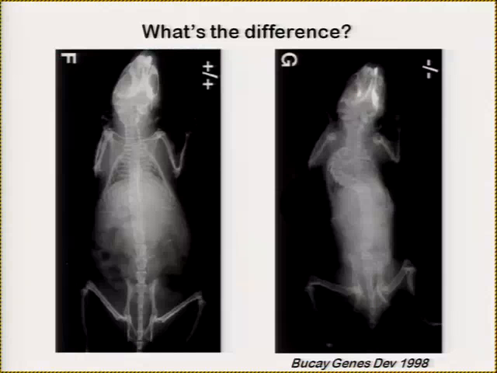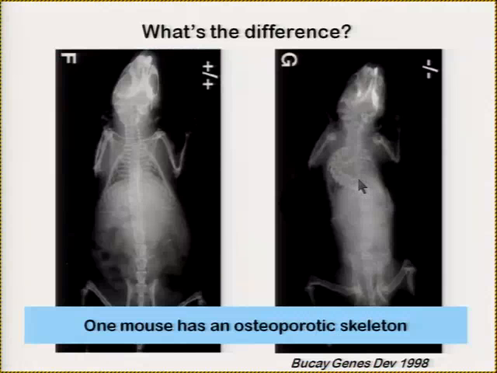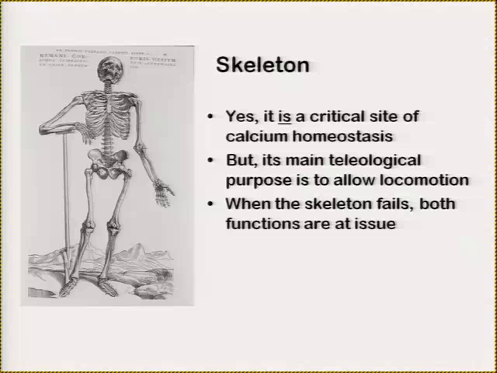So as we move along, I'm going to try to encourage thinking about mice at the same time that we think about humans, because we've learned a lot from mice. What's the difference between the mouse on the left and the mouse on the right? If you look carefully here, the mouse on the right has a failed skeleton. The mouse on the right has osteoporosis, and we're going to return to this mouse and find out why this mouse has osteoporosis.